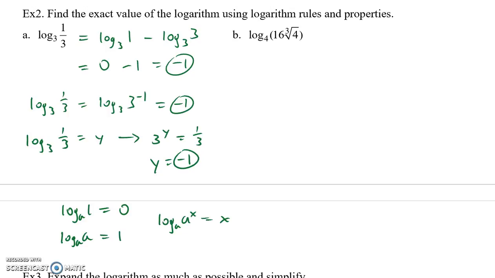So we found the exact value of log base 3 of 1/3 using the quotient rule, using the cancellation or inverse property of logarithms, or by converting first to exponential form. All of these, of course, gave us the same result, just 3 different ways that we can approach the same problem.